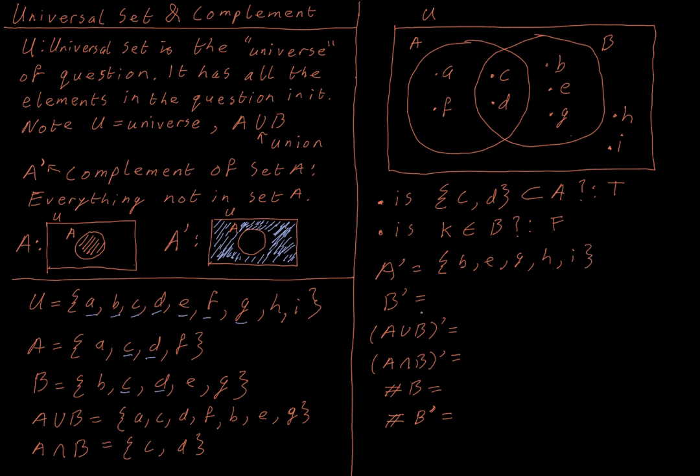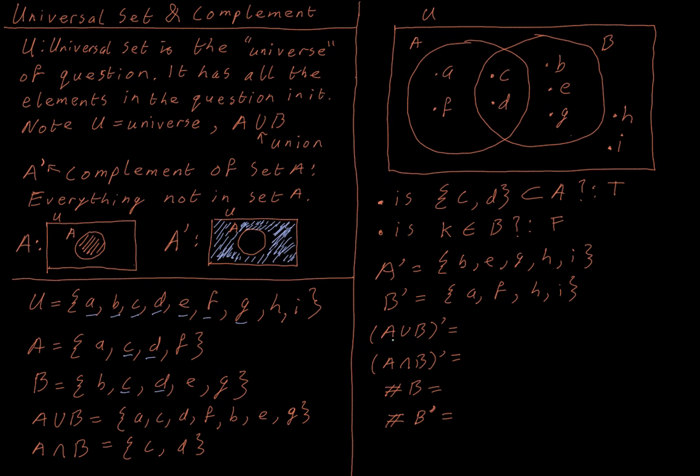Now, what does B complement mean? Well, that's everything that is not in the set B. So that would be A, F, H, and I. And these are sets, so we have to write our curly brackets and put a comma in between each of our elements.